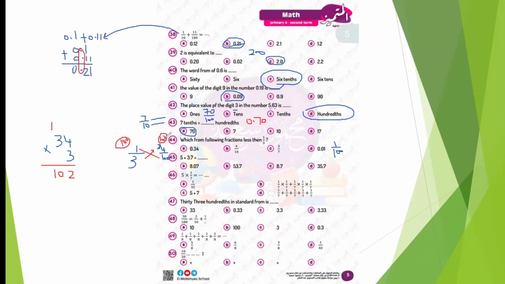Which is bigger, 34 out of 100 or 1/3? 34 out of 100. And he said he wants a number less than 1/3. So I will ignore 0.34.